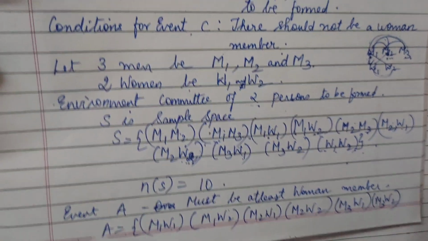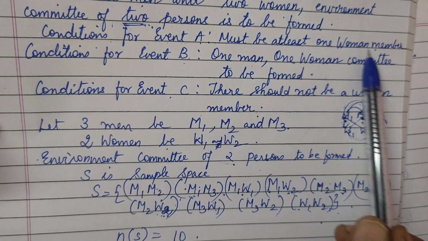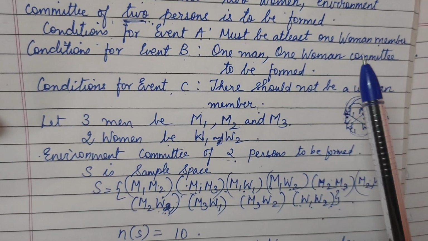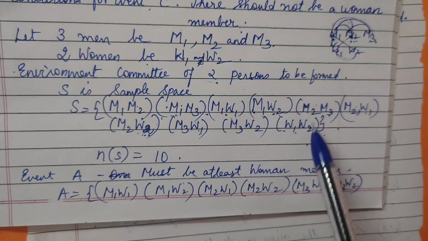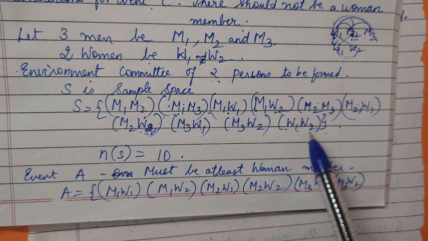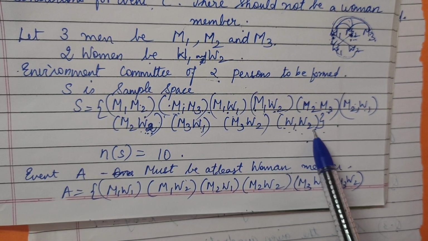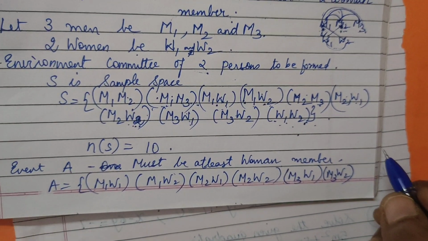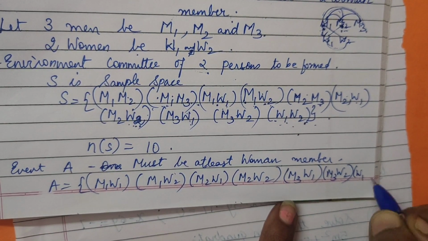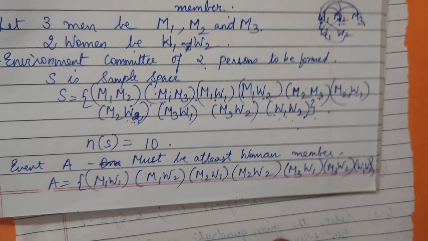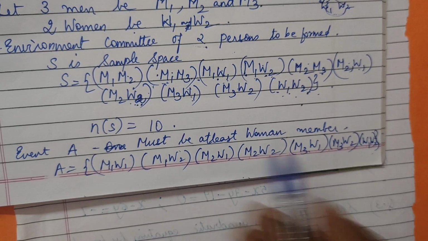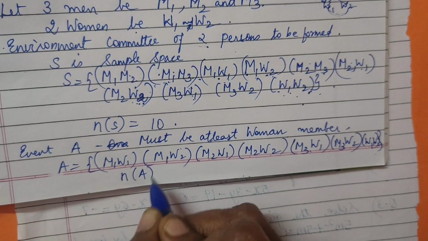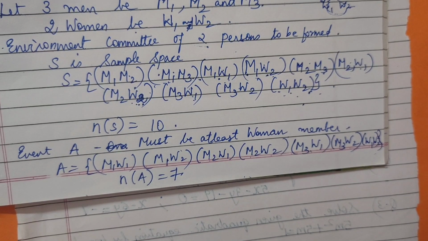Do I need to write W1, W2? They said at least one woman member. Sir, you remember at least one gulab jamun, so more than one will also be fine. Similarly, they said at least one woman, so more than one woman will also be fine. So we need to write this one, that is W1, W2. Then we can close the curly brackets here. So how many do we have? 1, 2, 3, 4, 5, 6, 7. So n of A is 7 elements here.